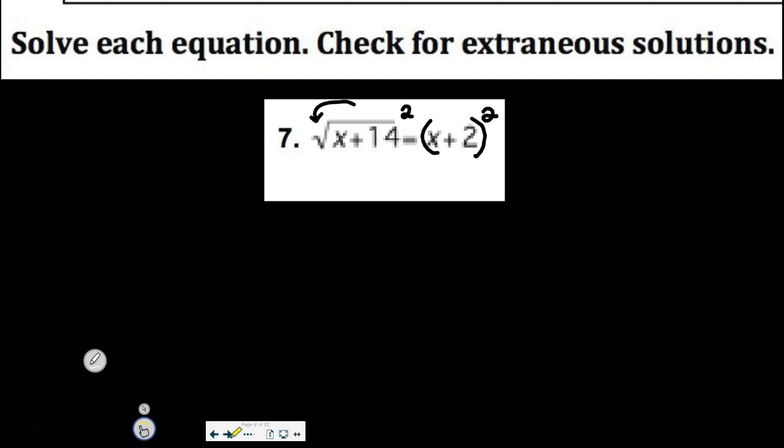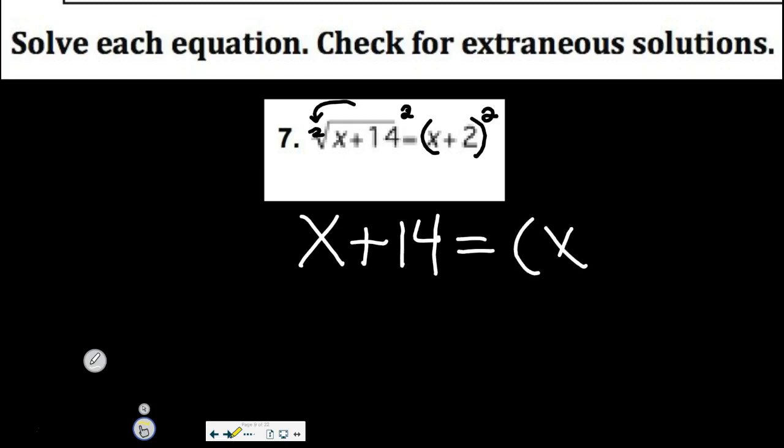Did you hear what I said about if this was a cube root? Then you'd raise both. You need these to match. And even though there's nothing there, that means there's a 2. Thing in the middle of the line, right? It is an equal sign. Yeah, sorry. So it's an x plus 14. We pop that root out. Equals x plus 2 squared.